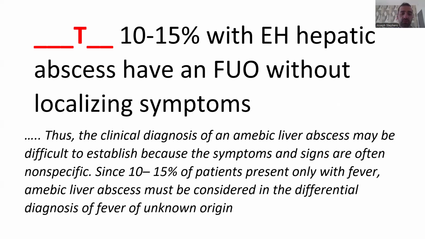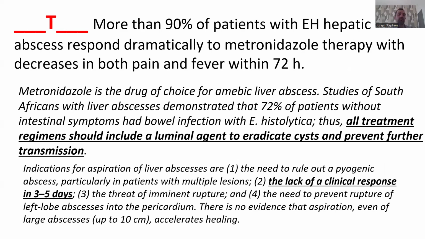True or false, 10 to 15% with Entamoeba histolytica hepatic abscesses have an FUO without localizing symptom. And that is true. It's about 10 to 15%. Kind of give you an FUO picture. True or false, more than 90% of patients with E. histolytica hepatic abscess respond dramatically to Metro with decreases in both pain and fever within 72 hours. That's true. So this makes Entamoeba histolytica hepatic abscesses very easy to treat empirically and know whether or not you're treating the correct thing. Treatment after metronidazole should also include some type of luminal agent to eradicate cysts and prevent further transmission.